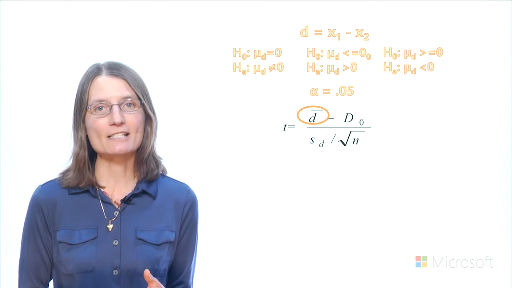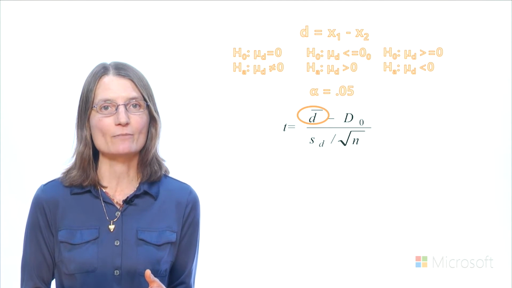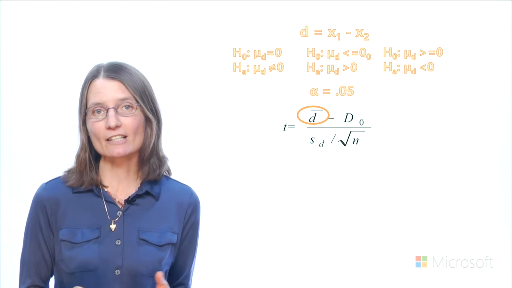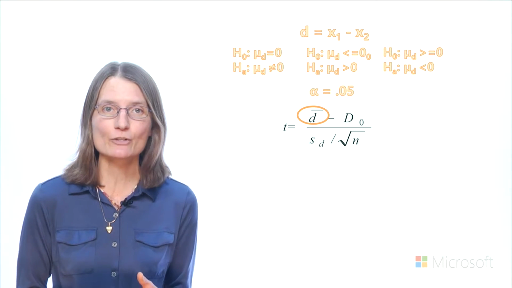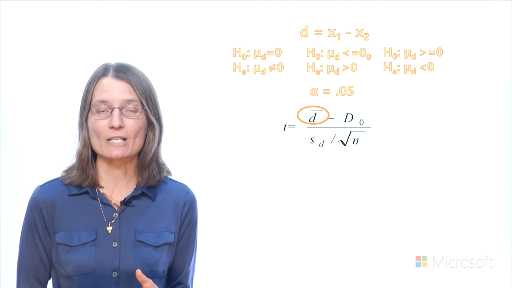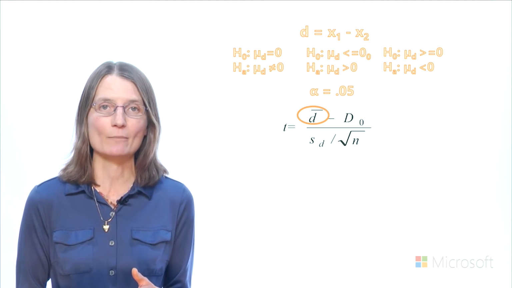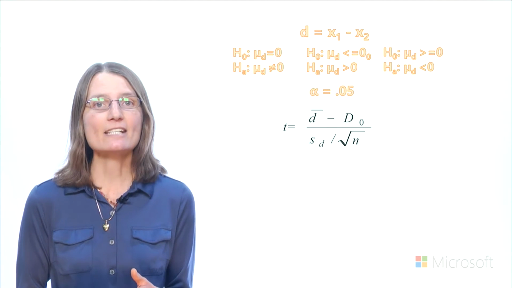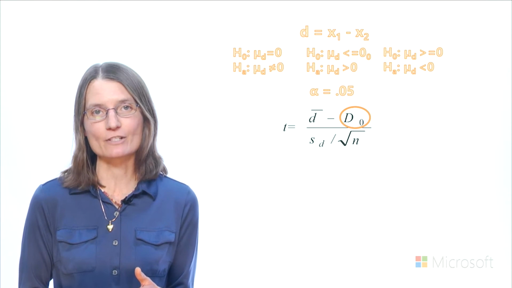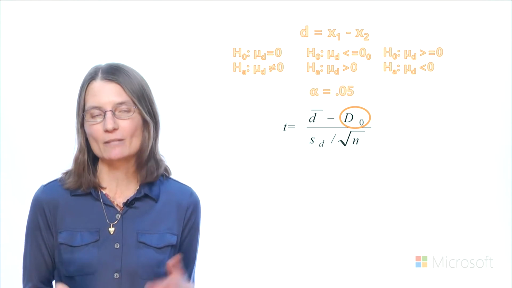In this formula, d bar is the mean difference between paired observations. To calculate this, you simply sum all of the d values obtained for the difference between each pair and divide by the total number of d values in your data. d0 is the expected difference. In most cases, this will be 0, but it could be any value.